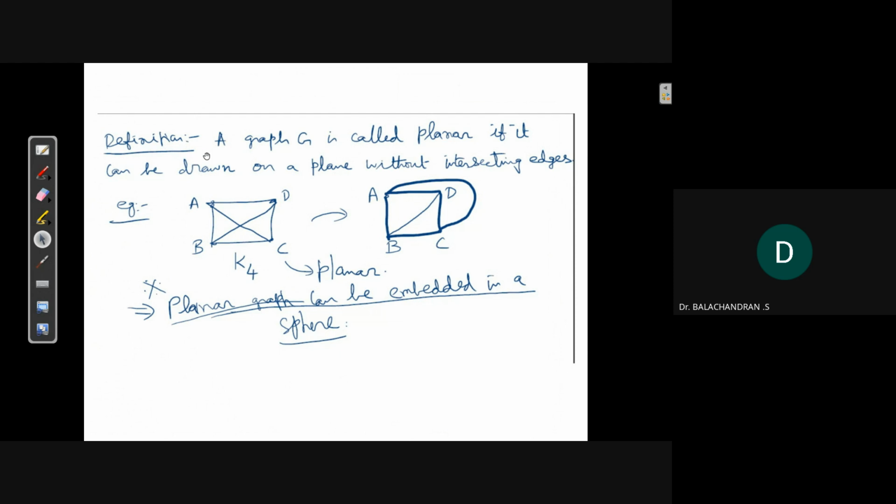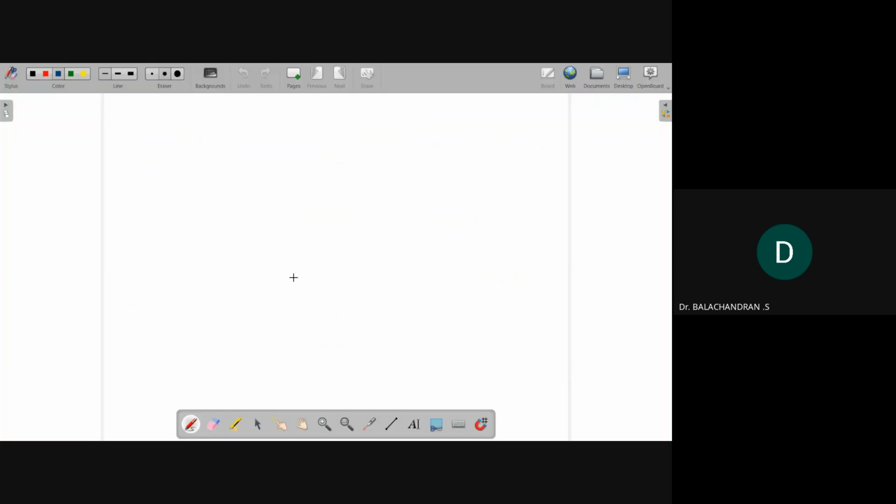Look at the proper definition first. A graph is called planar if it can be drawn on a plane without intersecting edges. So here you can see this is K4. K4 is a planar graph. Look at this diagram. This is K4. This is the original graph. The edges are intersecting here.